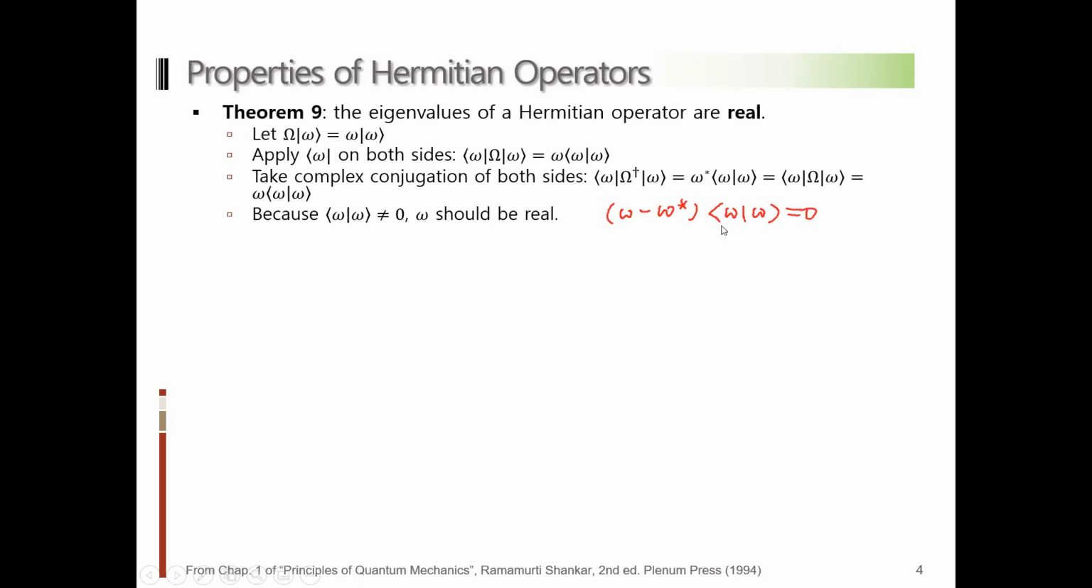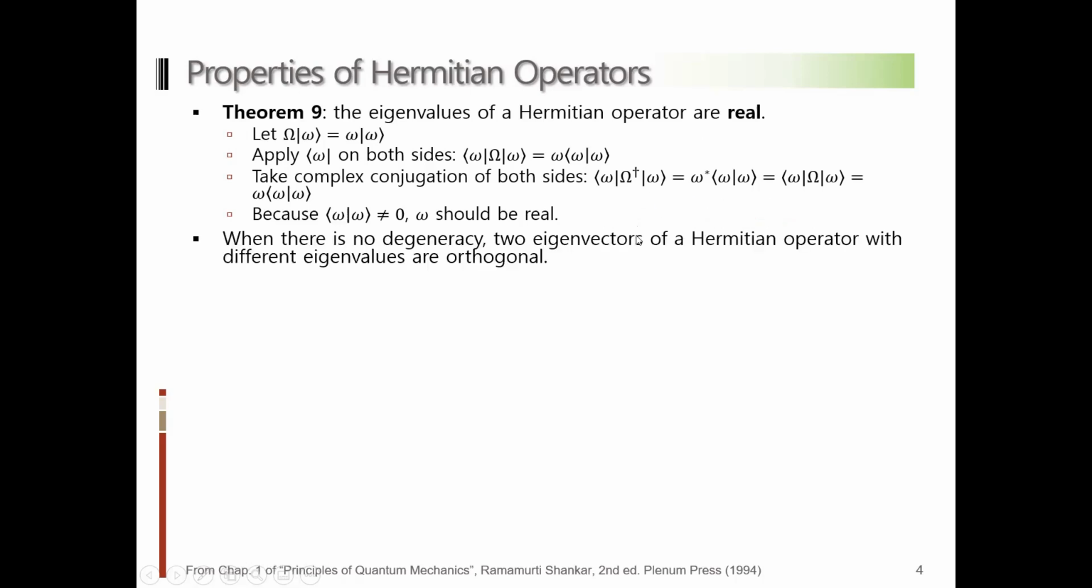And then we know that this omega vector is the eigenvector, which is a non-zero vector. So this inner product of itself cannot become 0. So the only option we have is that this vector should become 0, which means that omega and its complex conjugation should be the same. And we call such a value real. So that's how we can prove that all the eigenvalues of the Hermitian operator should be real.